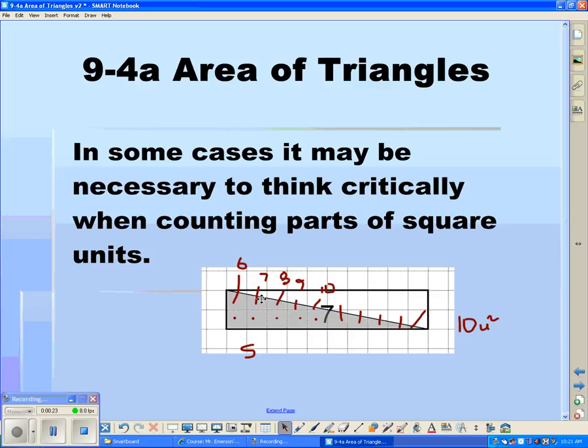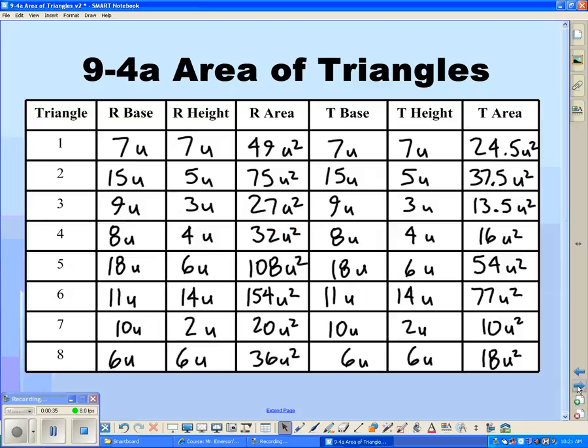And then keeping in mind that opposite parts, or parts of whole squares on opposite ends of the diagonal, are going to add up to make one whole. When we're done, we should have a table that looks something like this. And again, we're going to look for two things.